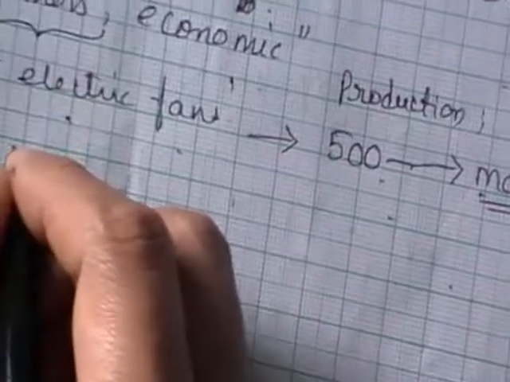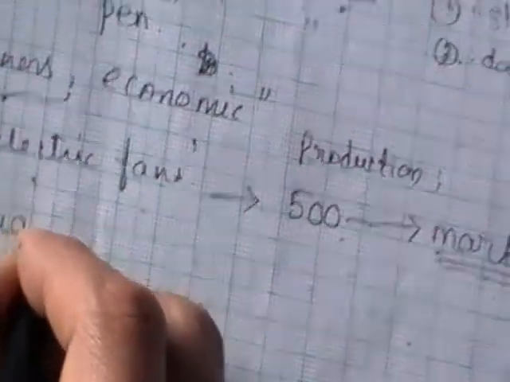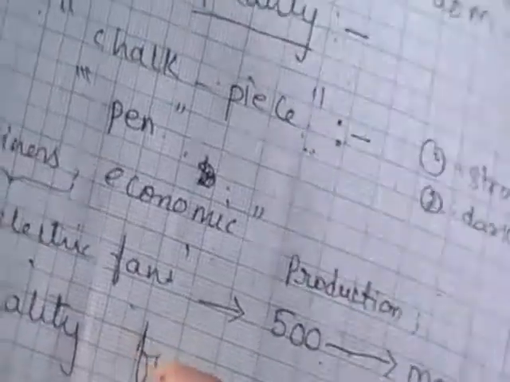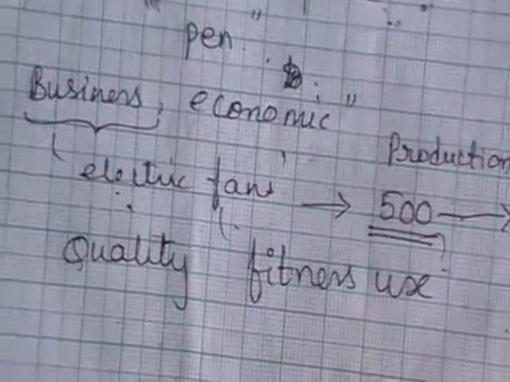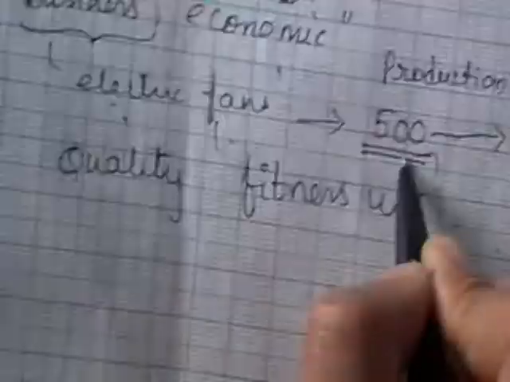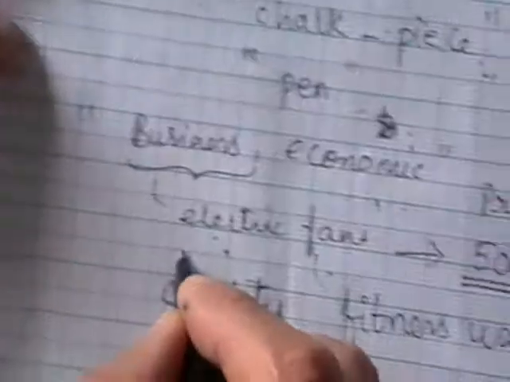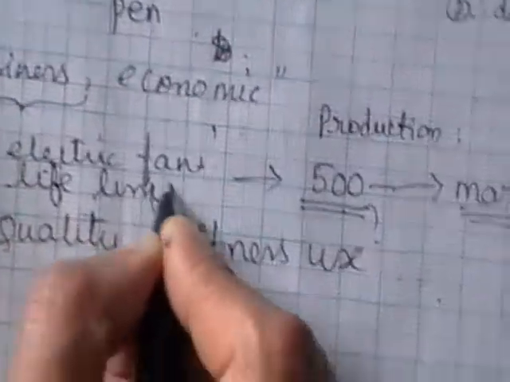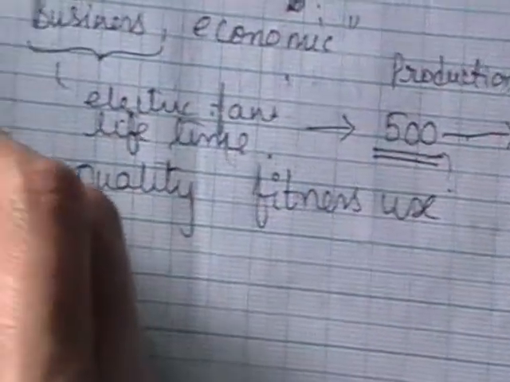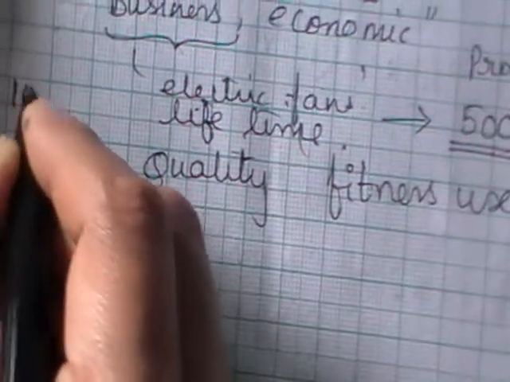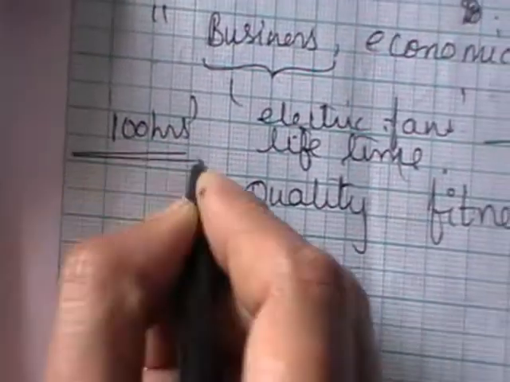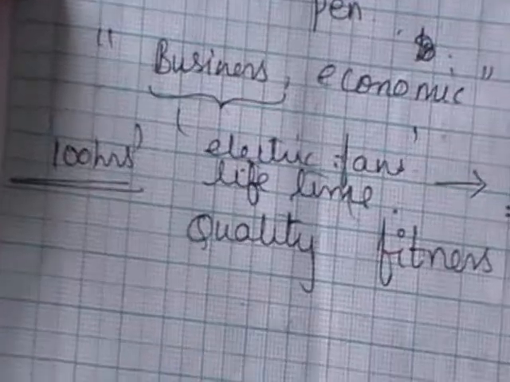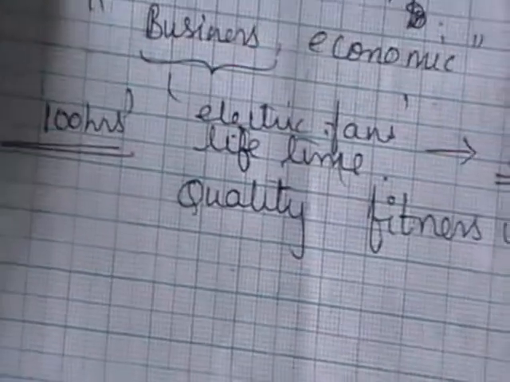Now, quality is a word related to the attribute of fitness for its use, meaning whether it is fit to use or not. It is producing 500 units per day, and we cannot say, it depends upon the lifetime of the electric fan. You need to check the lifetime of the electric fan. Every electric fan has a lifetime of 100 hours. It is their target. Whatever electric fans they are producing, all should have a minimum lifetime of 100 hours.